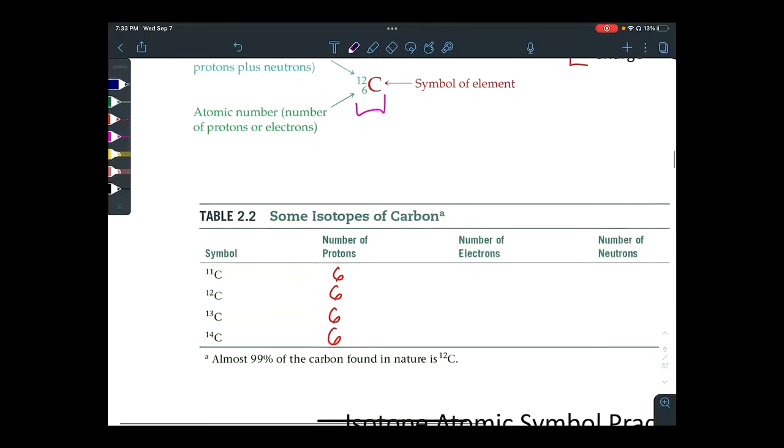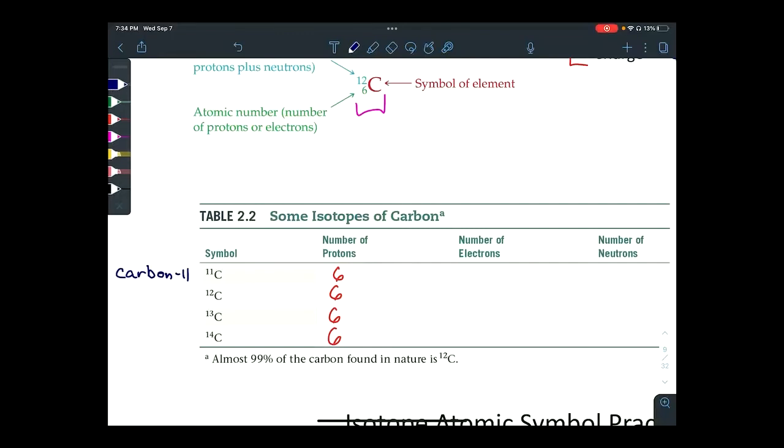Another way that you might see this worded is you'll see, oh, this is called carbon 11, where it tells you the identity and then the mass number. So you see carbon 11, carbon 12, carbon 13, carbon 14. For example, all of them have 6 protons.